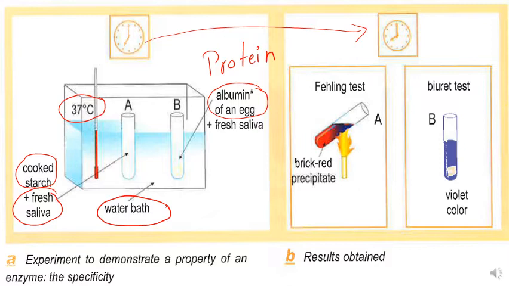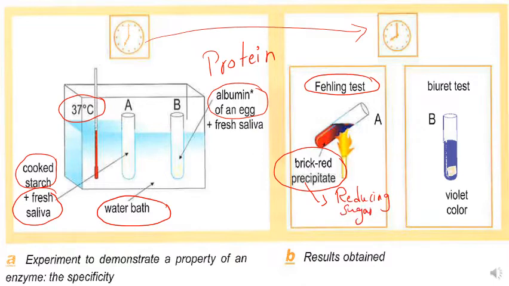In tube A, we did the Fehling test. For what do we do the Fehling test? For reducing sugar. What happened? With the Fehling test, we have a brick red precipitate. This means that we have reducing sugar. So what happened to the starch? It was digested by the salivary amylase in the saliva to become reducing sugar, which is the maltose.